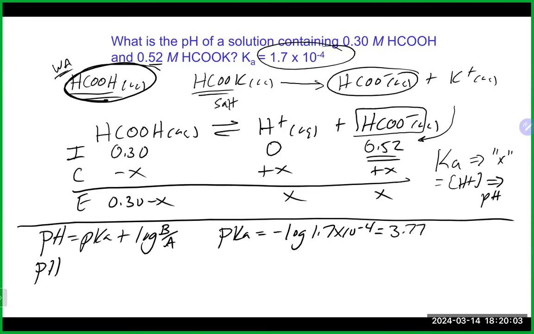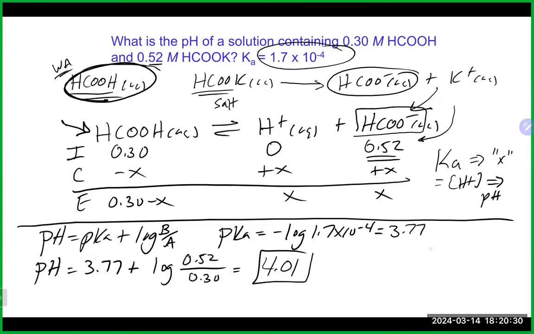Going into our pH, it would equal 3.77 plus the log. Once again, our salt here is our base, which goes up on top. And obviously this is our acid, which should go on the bottom. And we do want to divide first before we take the log. That gives us a 3.77, a little 401 action here. Once again, that should be the same pH if you follow through the ice table approach.